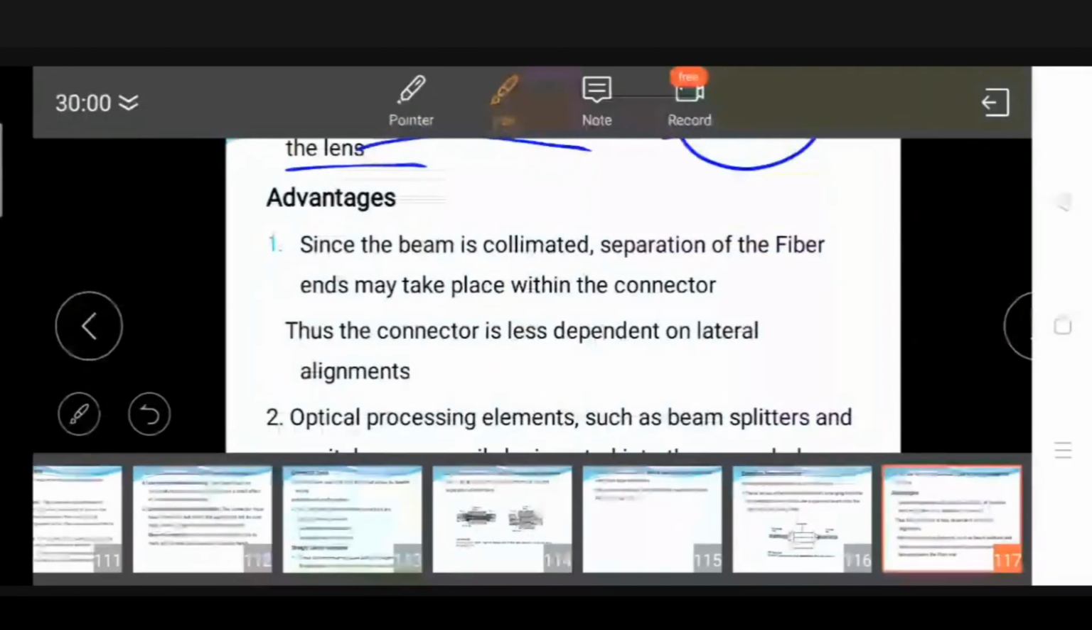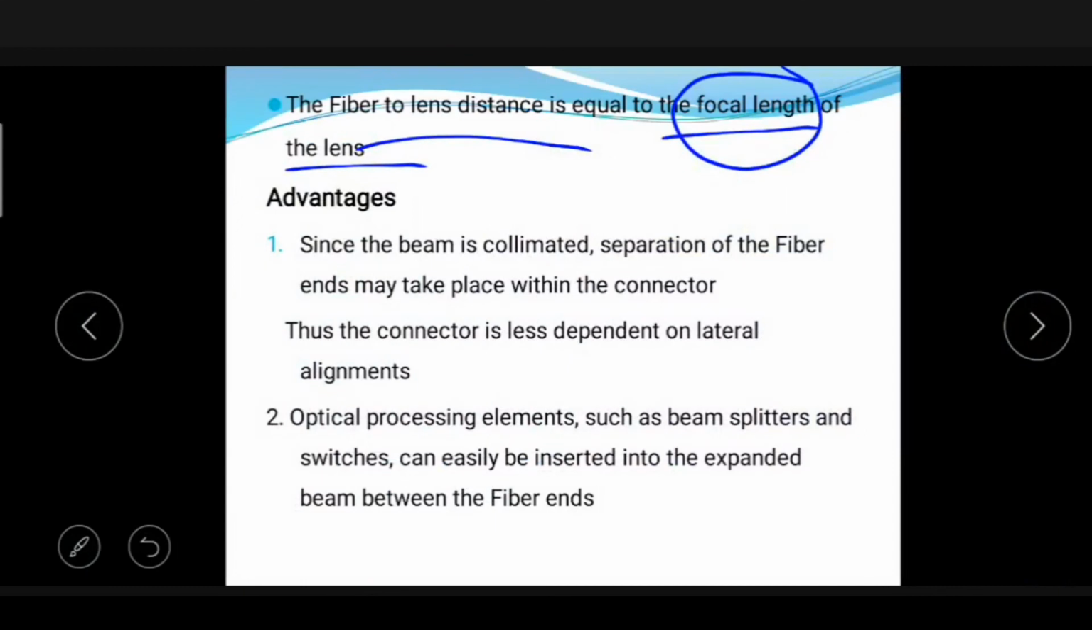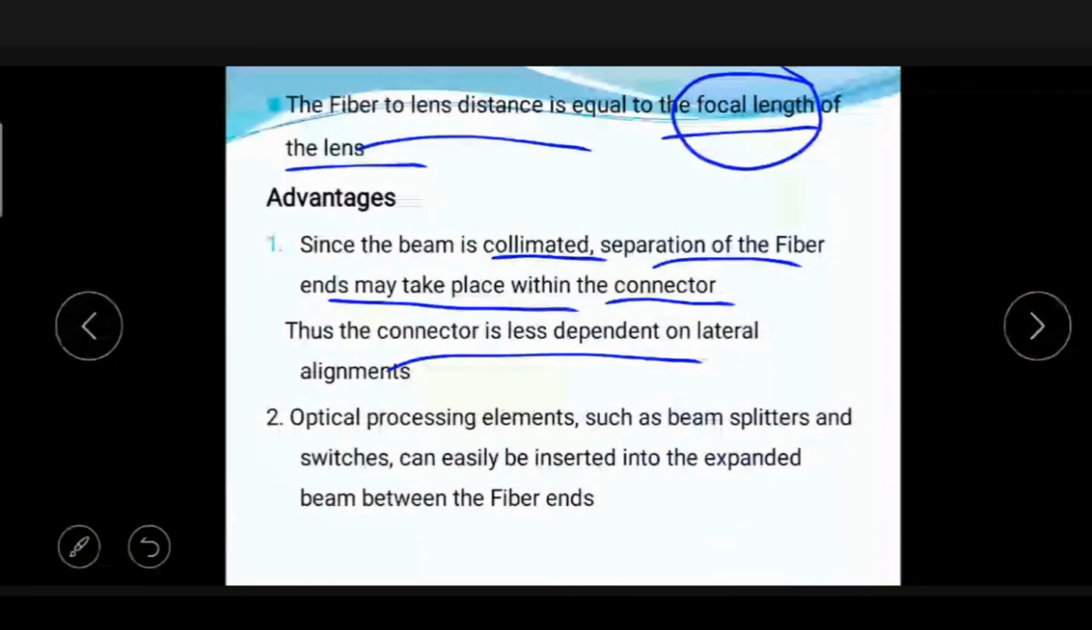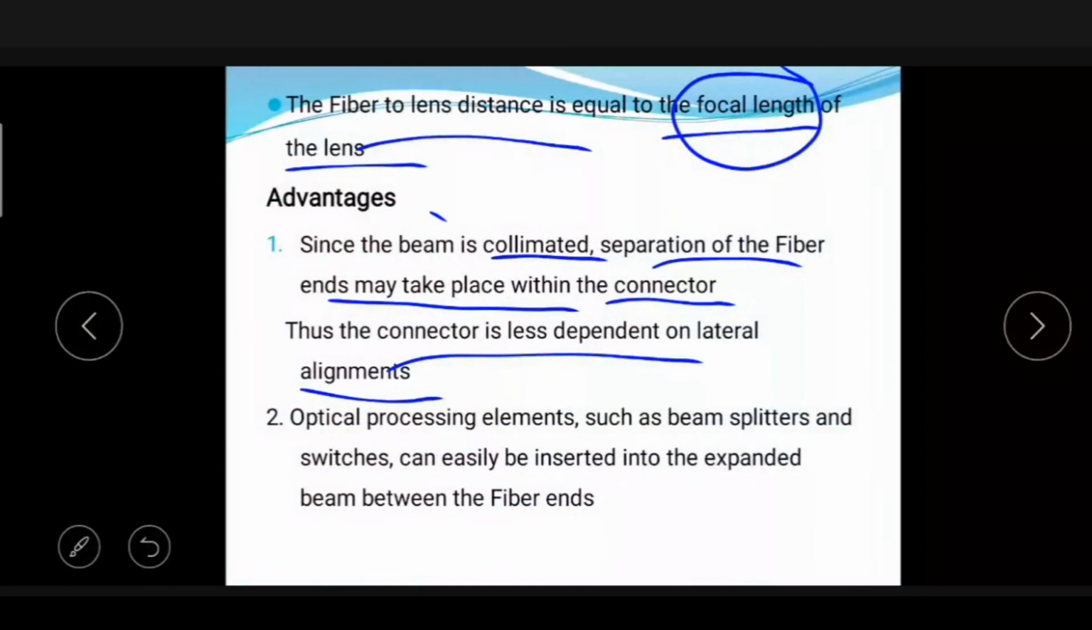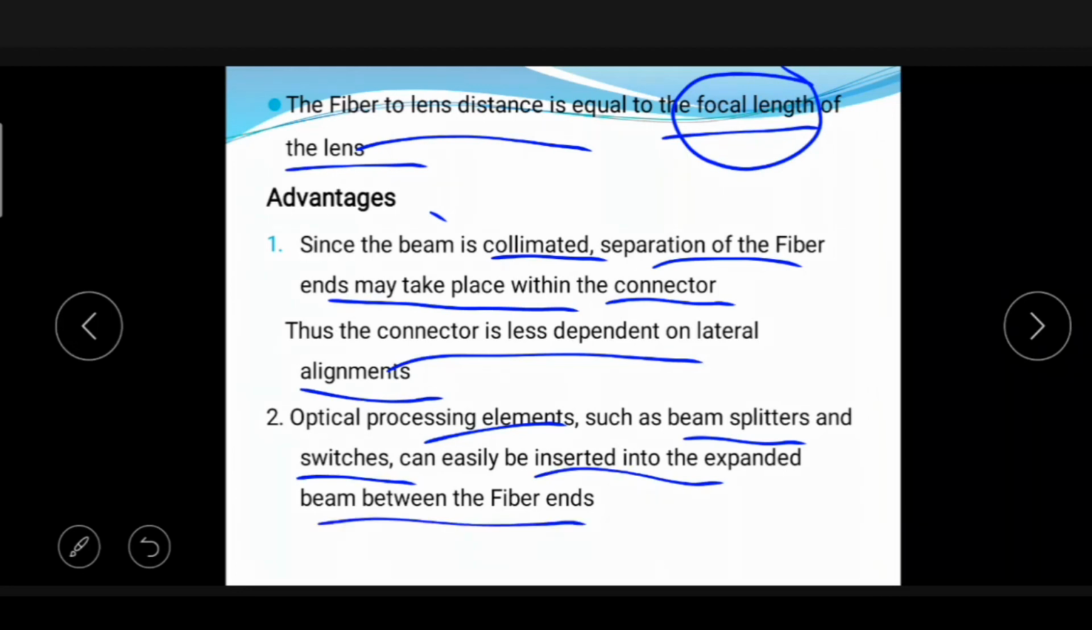Now coming to the advantage of this: since the beam is collimated, separation of the fiber ends may take place within the connector. Thus, the connector is less dependent on lateral alignment. So there may not be a problem of lateral alignment. Then optical processing elements such as beam splitters and switches can be easily inserted into the expanded beam between the fiber ends, if required. So this is the advantage.